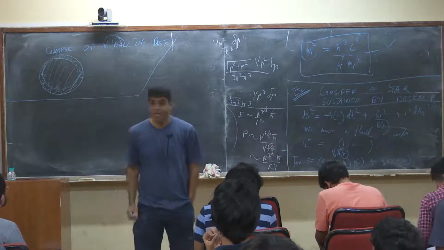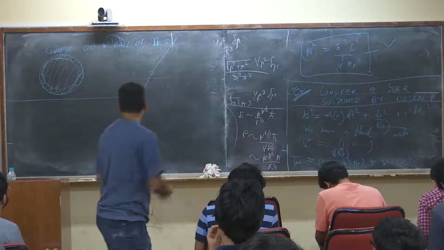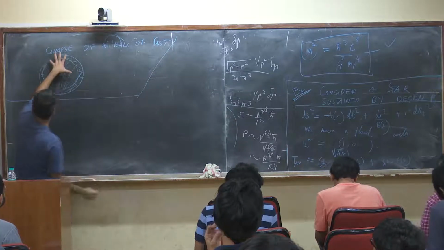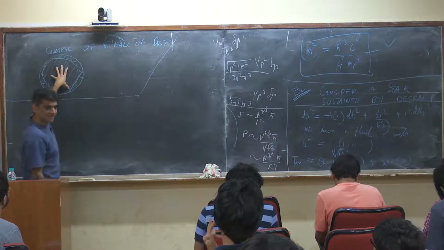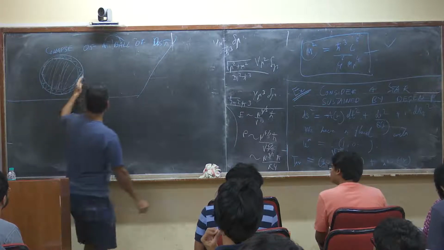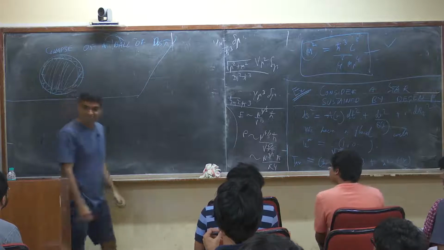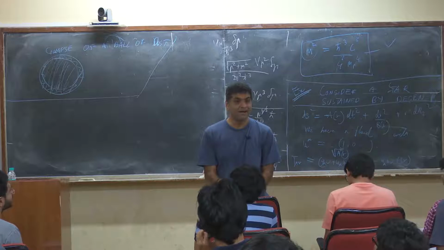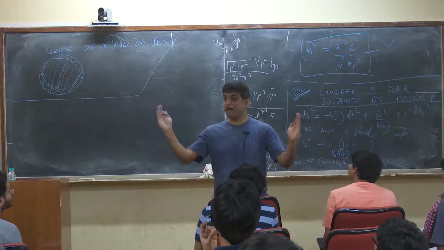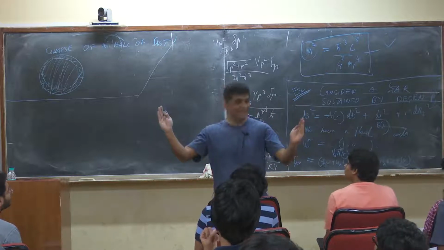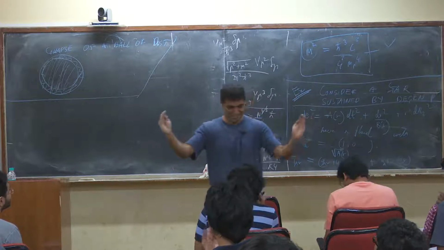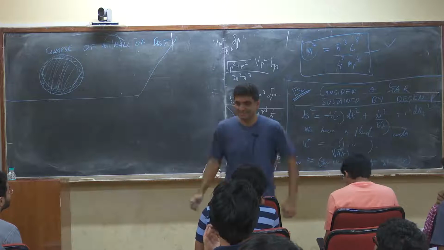Okay? So most of what we want to do is to understand the space-time in this interior region. But let's take 5 minutes to understand the exterior region. The exterior region is just going to be the Schwarzschild space-time. However, how far the Schwarzschild space-time is valid varies as a function of time. Because that's the position of the endpoint of this ball of dust.